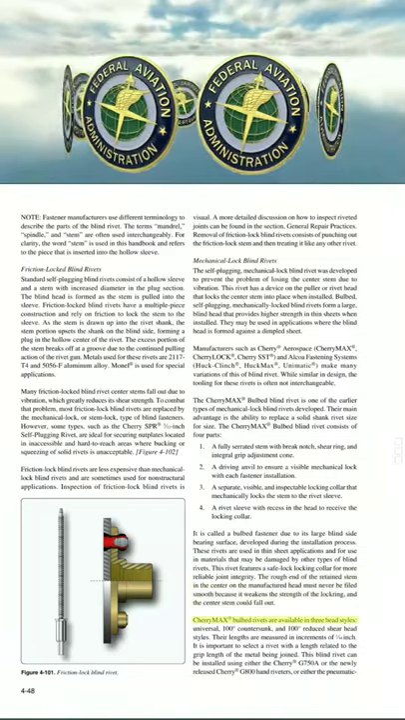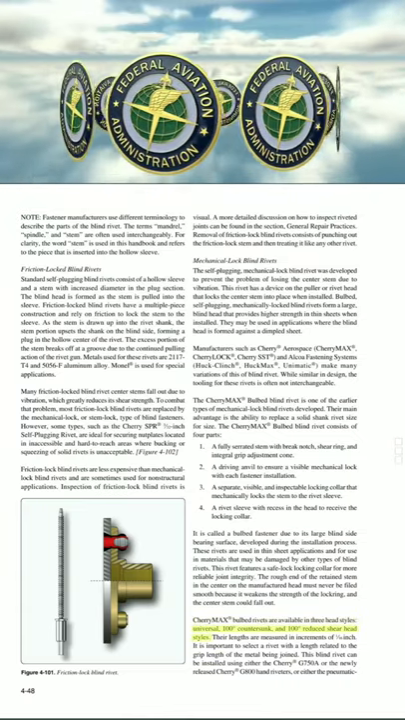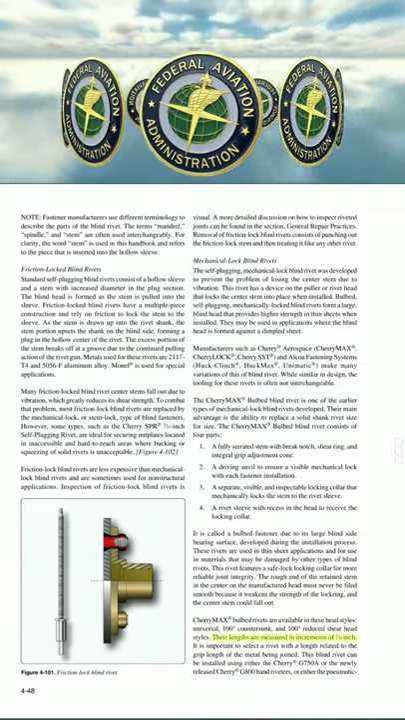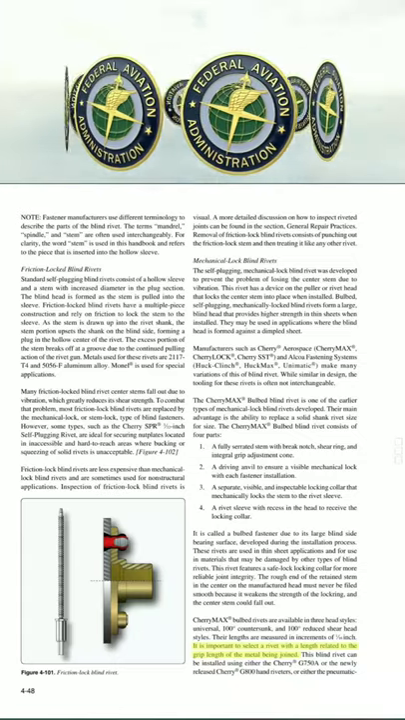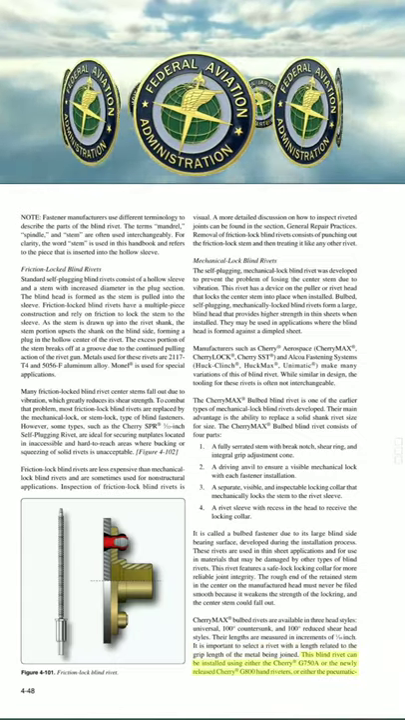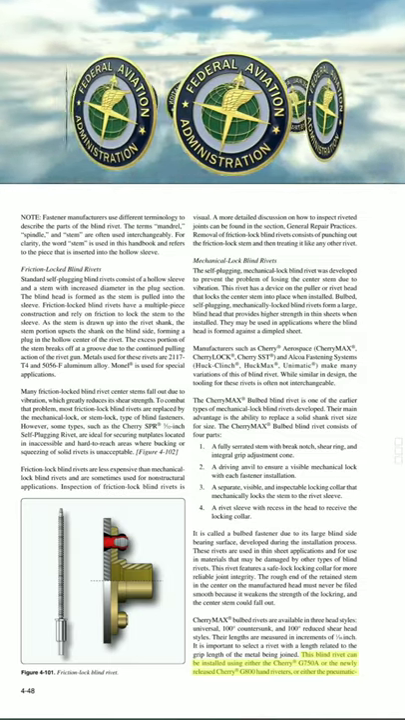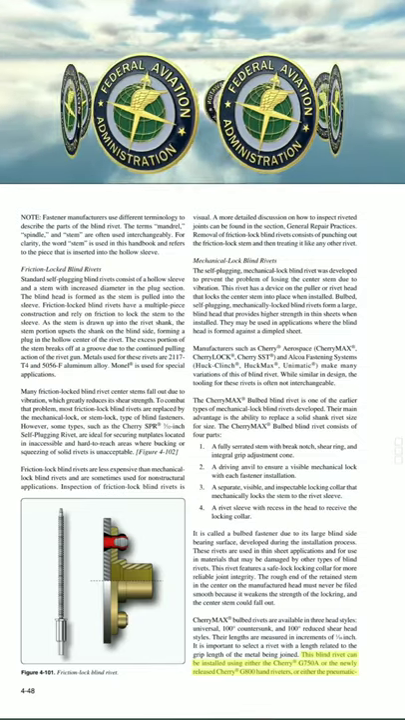Cherimax registered bulk rivets are available in three head styles: universal, 100 degrees countersunk, and 100 degrees reduced shear head styles. Their lengths are measured in increments of 1/16 inch. It is important to select a rivet with a length related to the grip length of the metal being joined. This blind rivet can be installed using either the Cherry Registered G758 or the newly released Cherry Registered G800 hand riveters, or either the pneumatic.